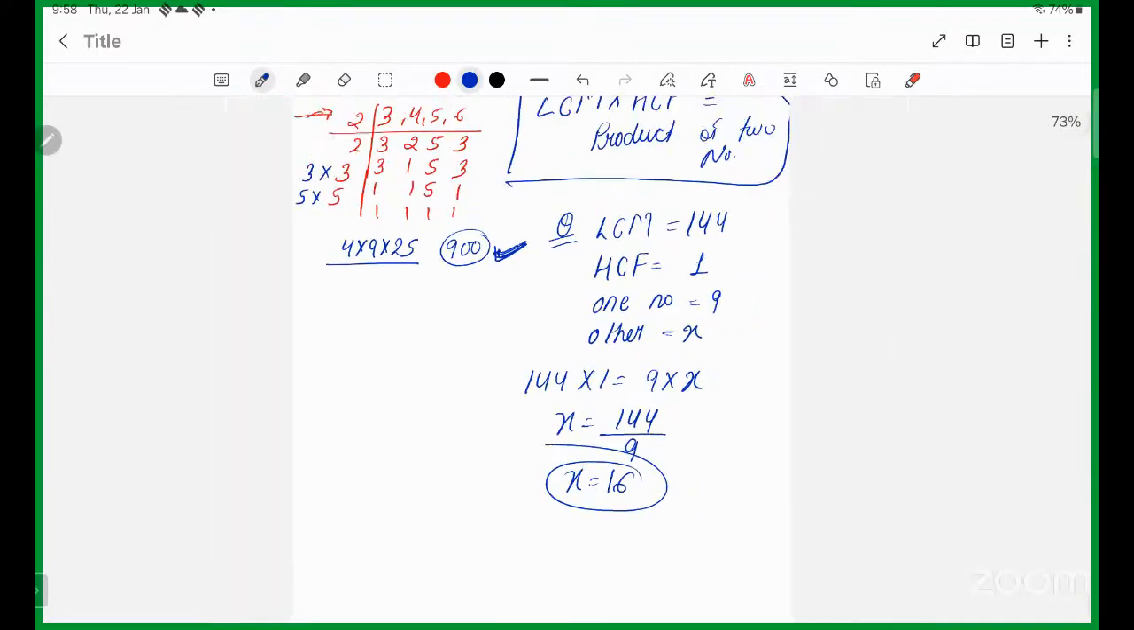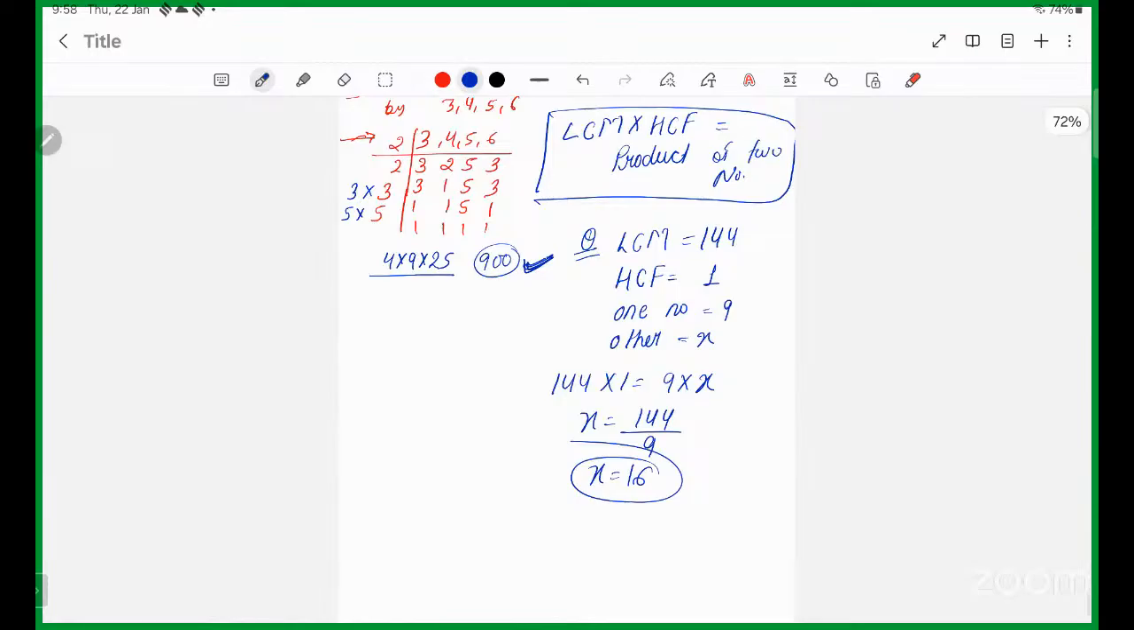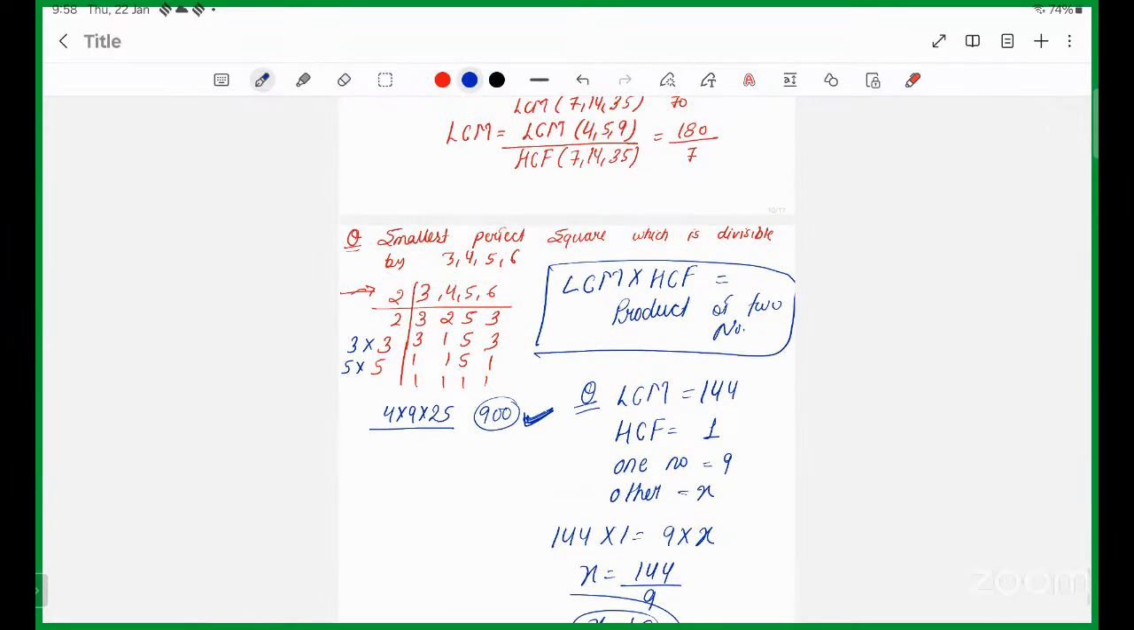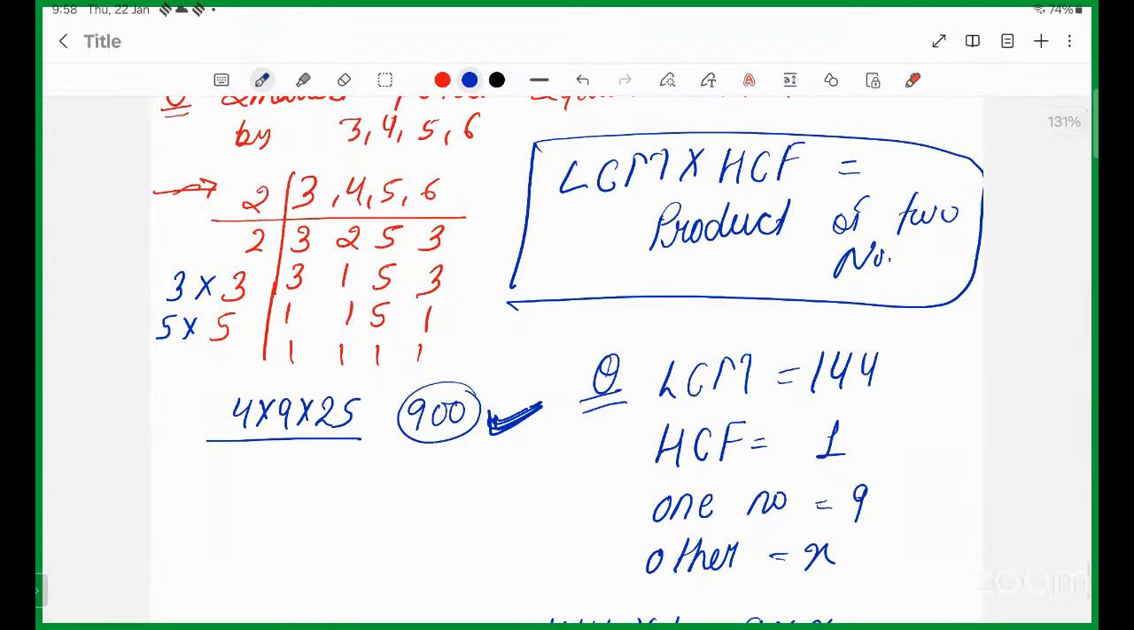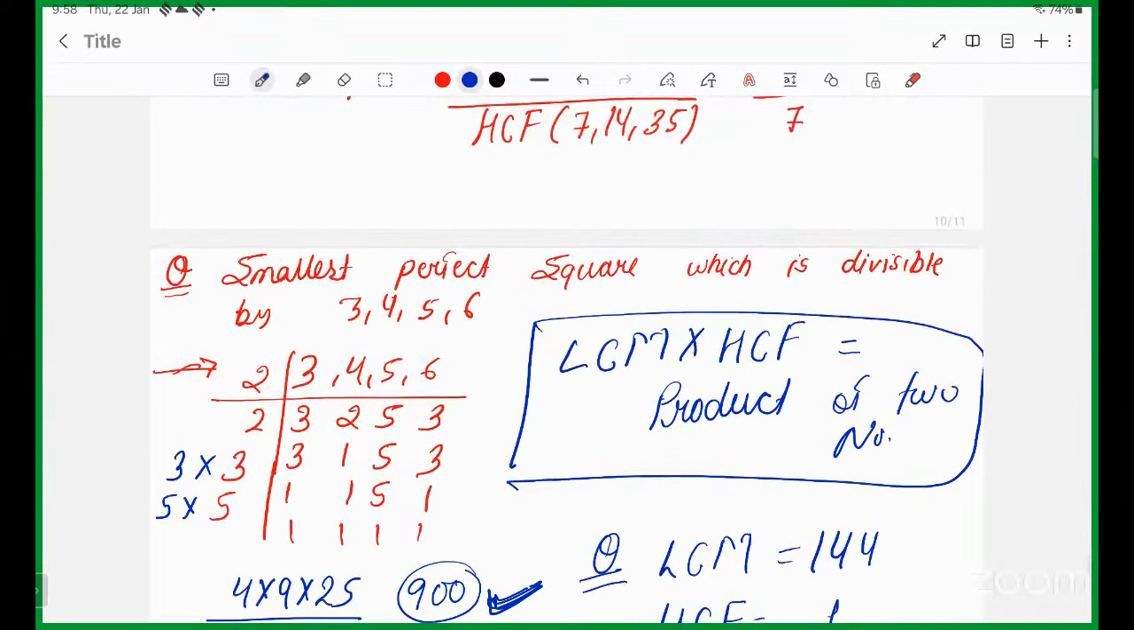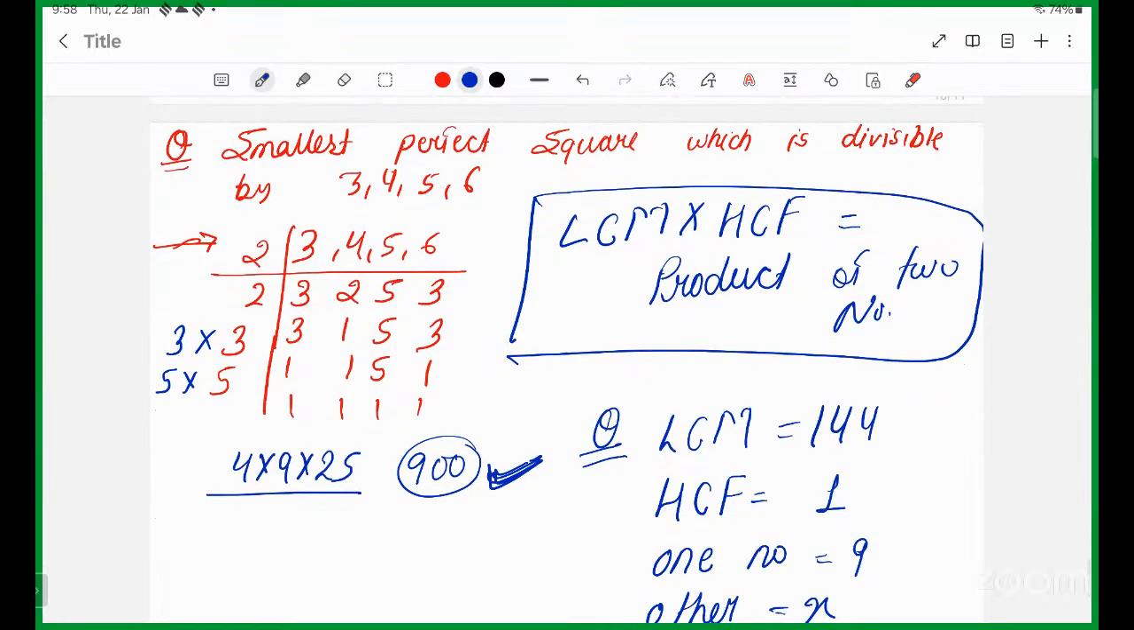Okay. So these were all the important concepts of number system, LCM, HCF, simplification, square root, and also exponents. In the next class, we will study statistics and others.